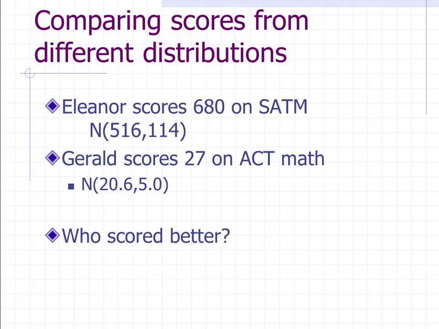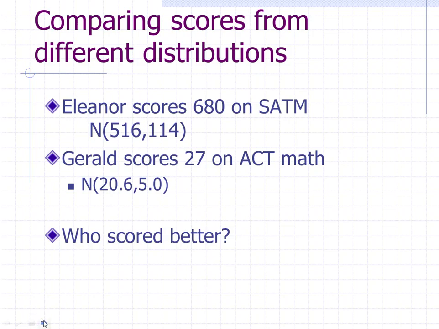So we've got two students. We've got Eleanor, who scores 680 on the SAT Math, and it's a normal distribution with a mean of 516 and a standard deviation of 114. So Eleanor scored above the mean. Well, Gerald scored 27 on the ACT Math, and it is normal with a mean of 20.6 and a standard deviation of 5. Gerald also scored higher than the mean. Who scored better? How can we compare them?